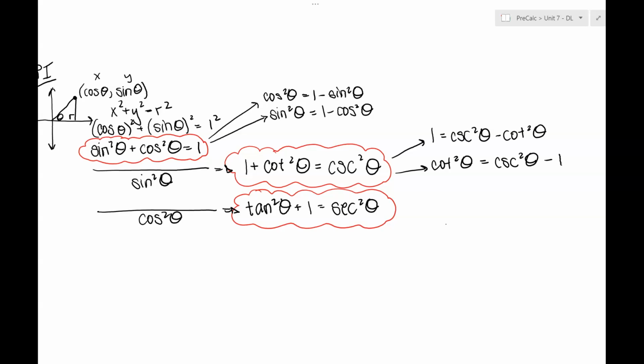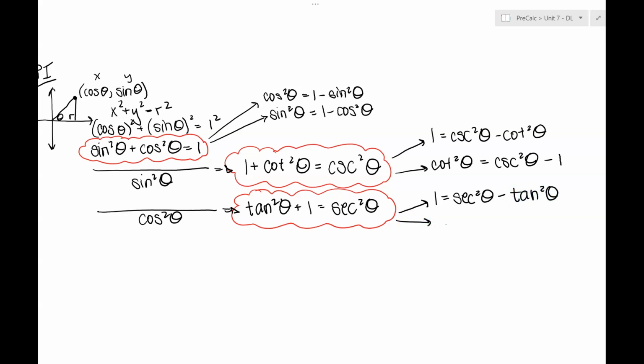It's all from the same Pythagorean, and truthfully it all stems from sine squared plus cosine squared equals 1, which stems from our right triangle drawn on our Cartesian coordinate plane. It's pretty rad how it all links together. And then for the last one, if we subtract tangent squared, we get 1 is equal to secant squared theta minus tangent squared theta.